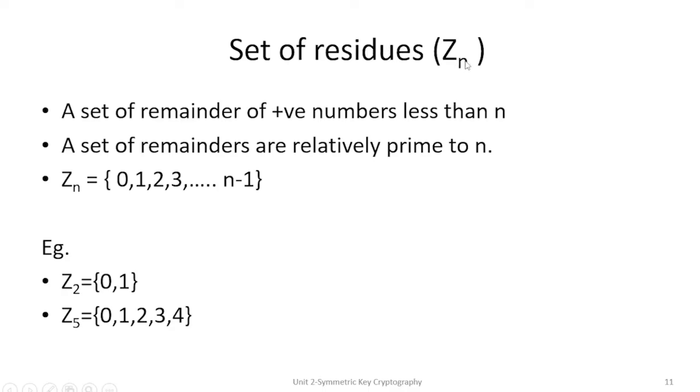Set of residues is described as Zn. It is a set of positive remainders, and those values should be less than n. All the remainders should be relatively prime to n, which means that if you find the GCD of those two numbers, you get only one. For example, Z2, the set of residues less than n, is 0, 1. These numbers are relatively prime to n. So in Zn, there is a possibility of 0 also. If you take Z5, the values less than 5 are 0, 1, 2, 3, 4. If you compare 5 and these numbers, they are relatively prime. In this way, we can find Zn values.